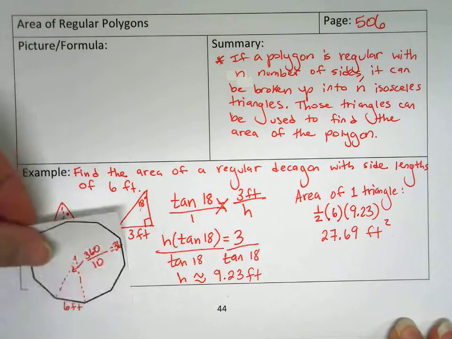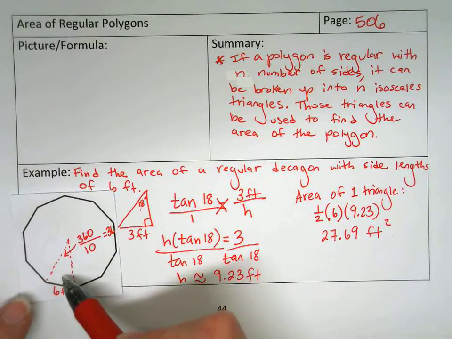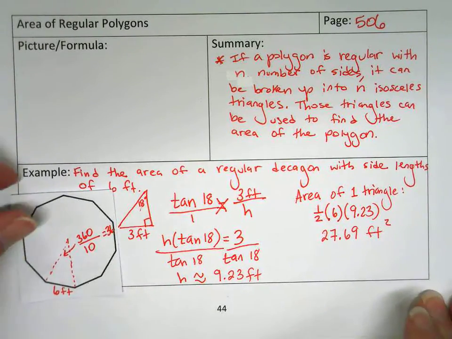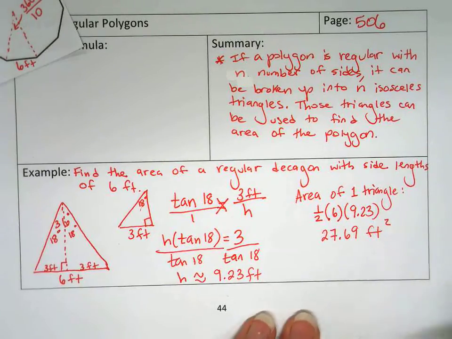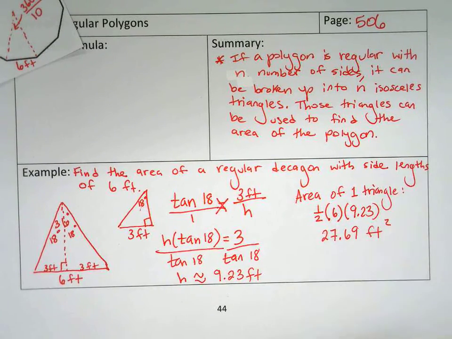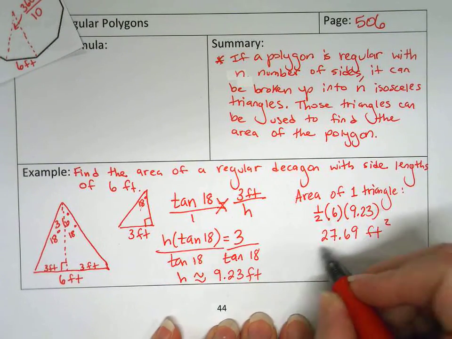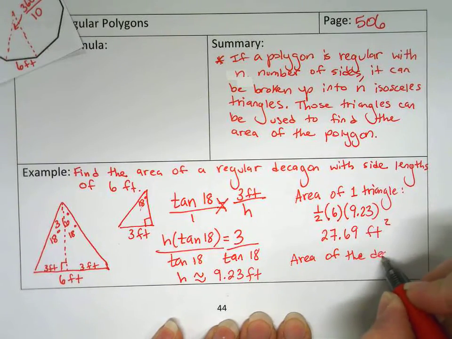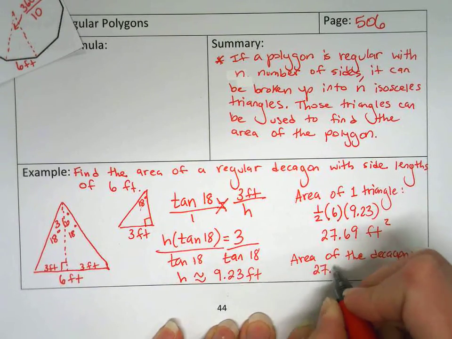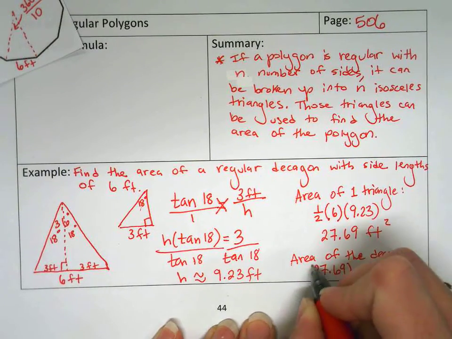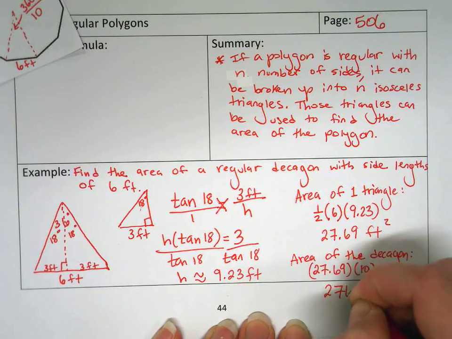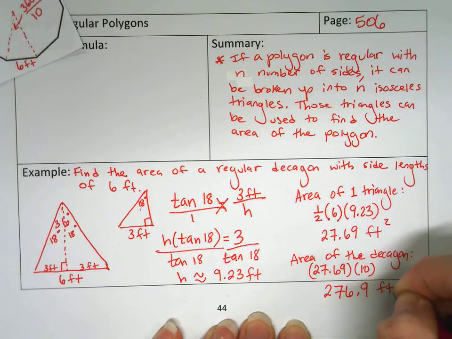Now, in our decagon, we have a total of 10 of these triangles, because each side will have a triangle that's associated with it. So we just have to take this value, multiply it by 10, and then we will have the area of the polygon. So the area of the decagon is going to be 27.69 multiplied by 10. The area ends up being 276.9 feet squared.